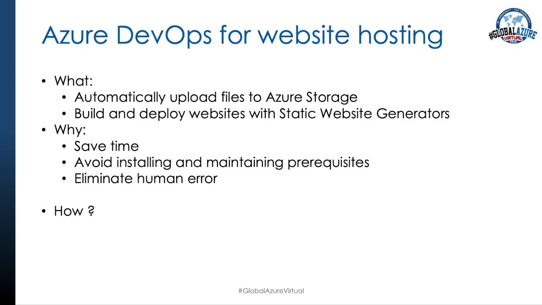Also, Azure DevOps includes 30 hours per month of free runtime. Execution of build and upload tasks takes only a couple of minutes. This means that in most cases we are not going to go over the 30-hour free limit and we will be using it for free. Now let's see how we can do this.